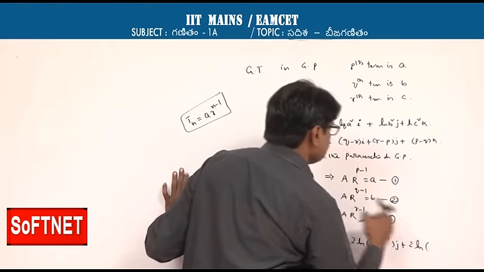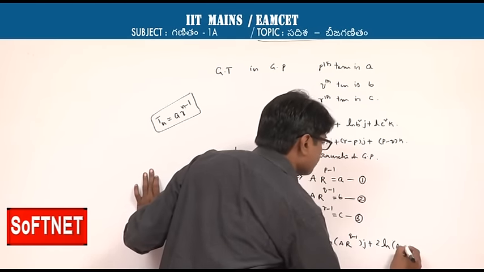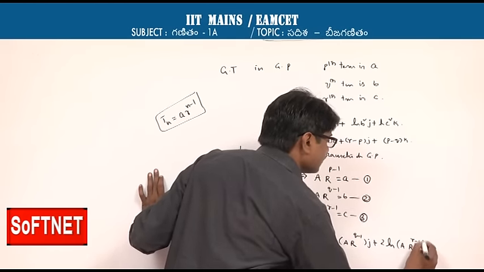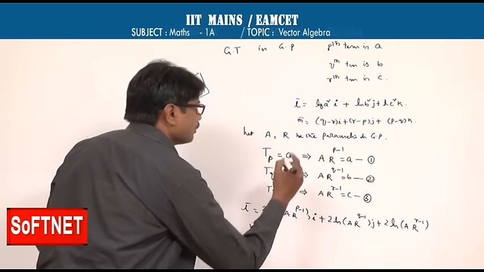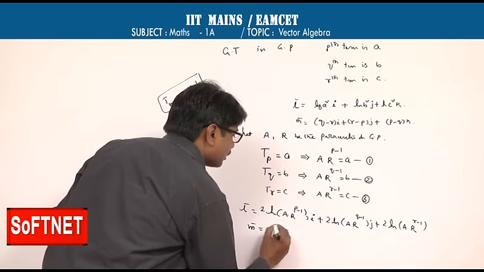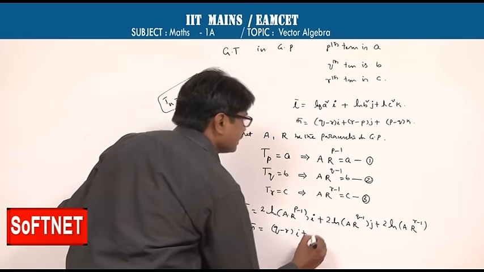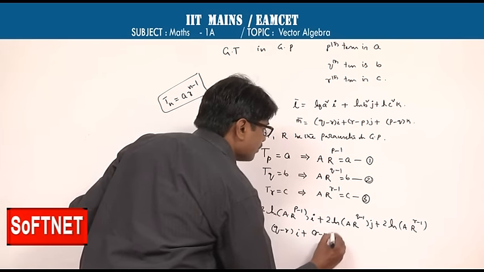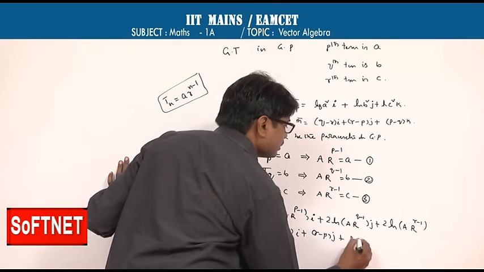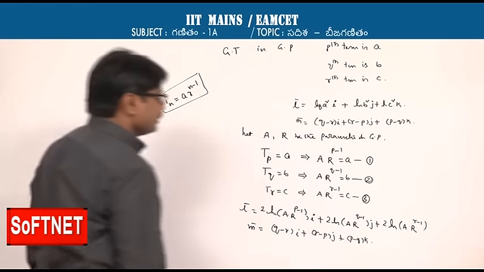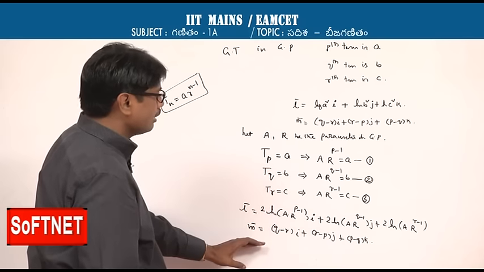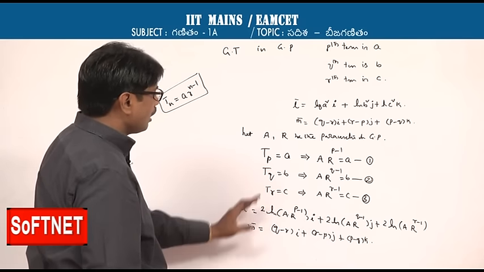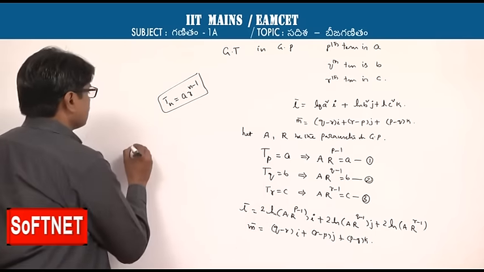2 log of c అంటే ఏంటి? a into r to the power of r minus 1. అలాగే m bar is equal to q minus r times of I bar plus r minus p times of j bar plus p minus q times of k bar. ఇప్పుడు సిమెట్రిక్ ఆర్డర్లో ఉన్నాయి కనుక ఫస్ట్ we will calculate the dot product of L and M.